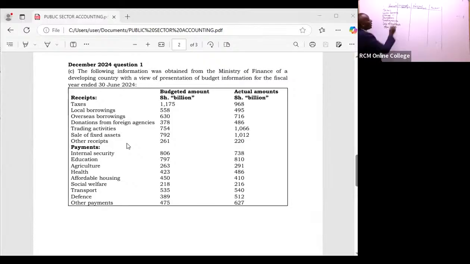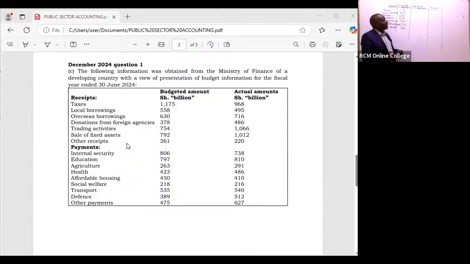So under the budget which is given in the question, in that column, which I'll call original budget, I can see 1175, 558, 630, 378, 754, 792, and then under other receipts, I can see 261.